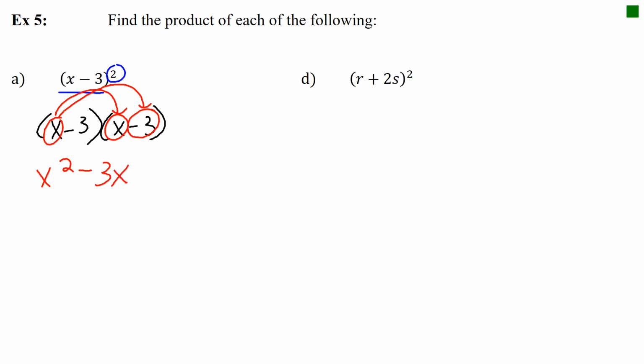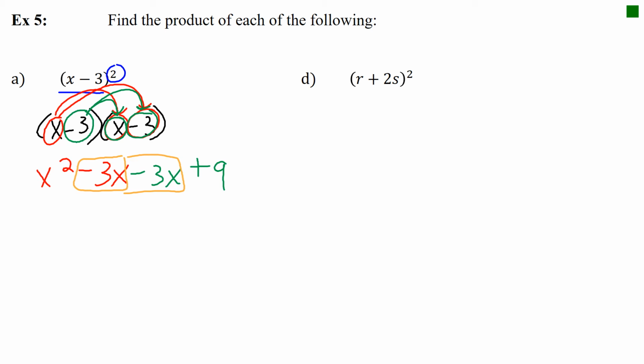Now we're going to multiply minus 3 by everything in the second. Minus 3 times x will give me minus 3x. Minus 3 times minus 3 will give me a positive 9. Combining like terms, the only thing here that we can combine is the minus 3x with the minus 3x.